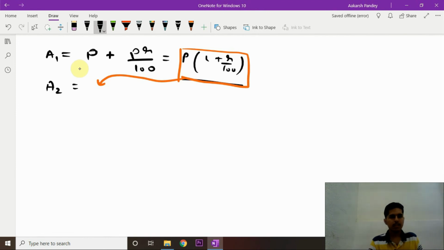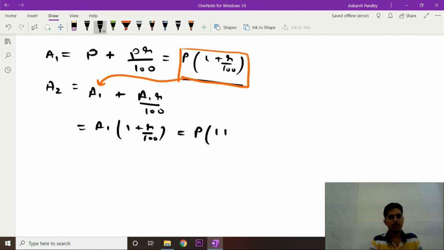So now for A2 my principal will actually be A1 itself plus A1 times R by 100. So if you simplify, you get A1 times 1 plus R by 100, which is nothing but P times 1 plus R by 100 the whole squared. You see, A1 is P times 1 plus R by 100, and for A2 you have another term, the same term, so you get squared.